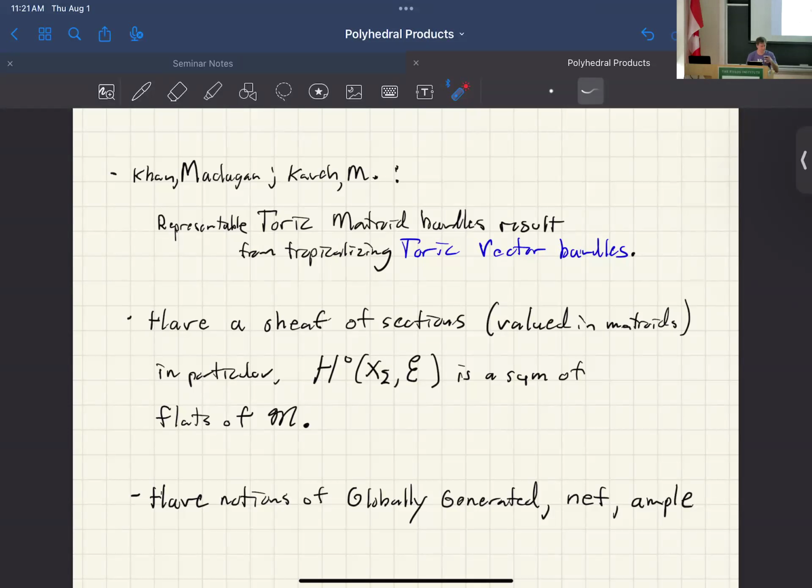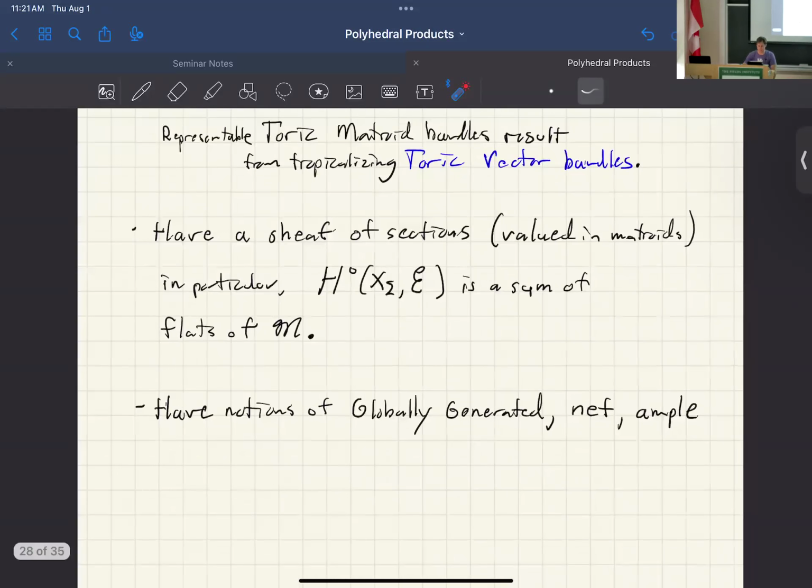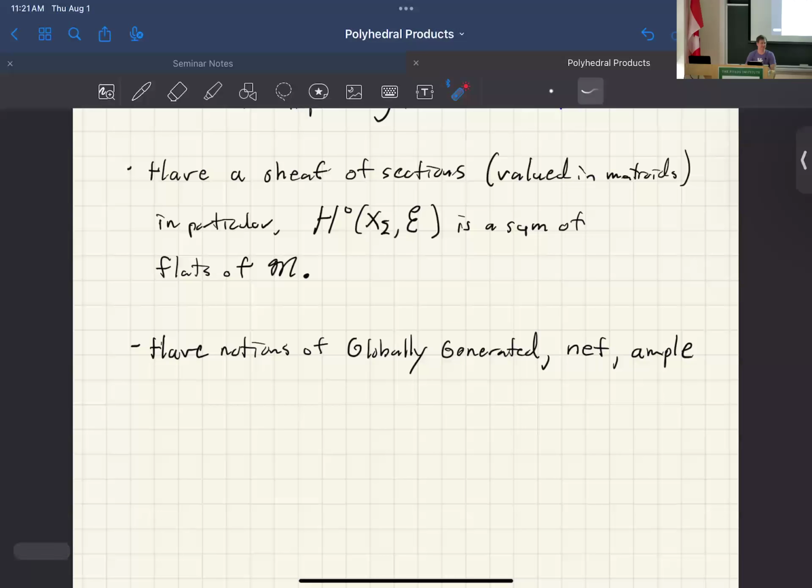In what sense is a toric vector bundle algebraic? I mean, it's an algebraic vector bundle with an action of the torus. That's what a toric vector bundle is. So it is an algebraic vector bundle. Second justification that these things are like something in geometry: they have a sheaf of sections, but this sheaf is not valued in modules or vector spaces or groups or sets. Well, sets, I guess, yes. It's valued in matroids. So in particular, the global sections of a toric matroid bundle is a certain direct sum of flats of the matroid M that one can compute from that diagram D.